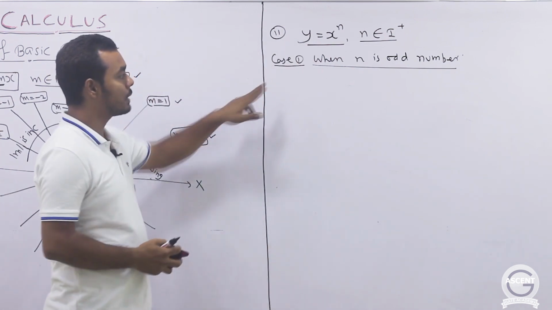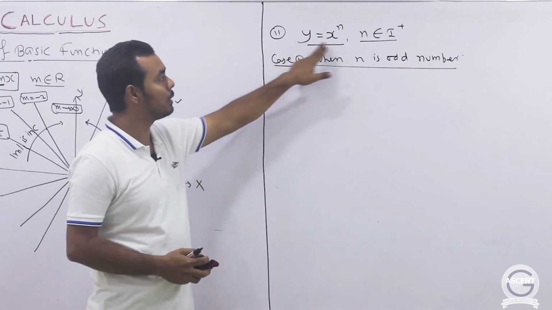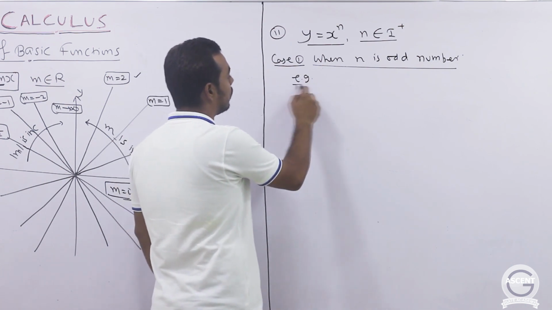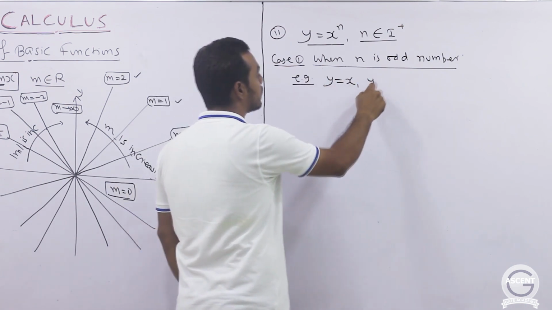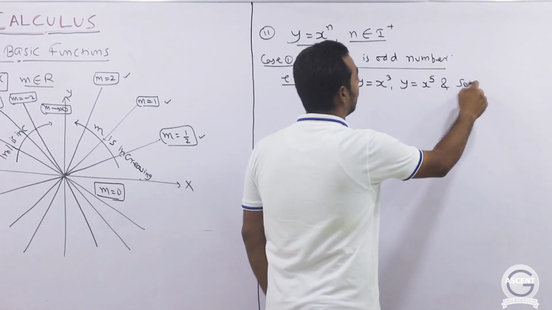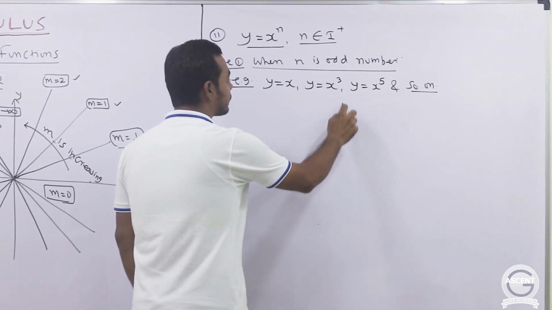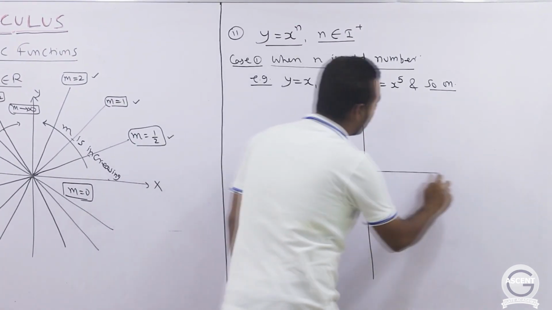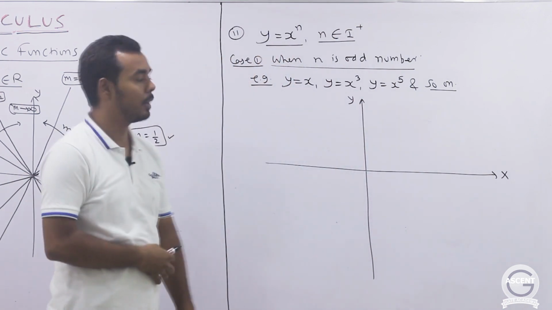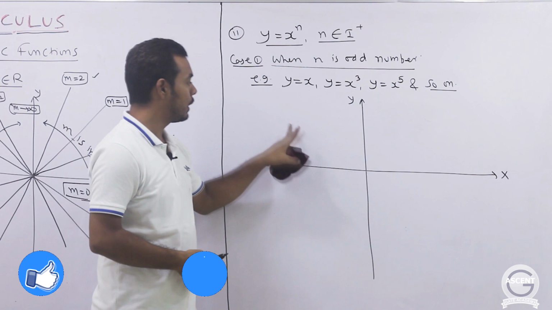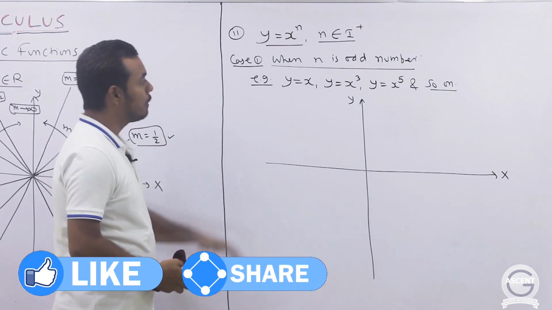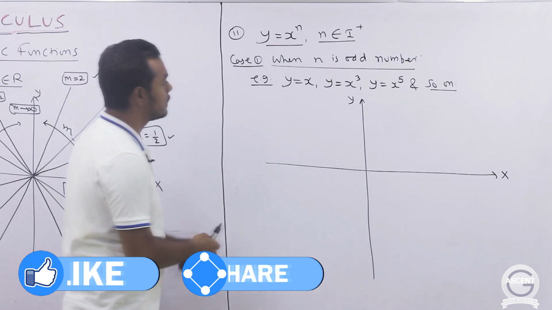Here, first, we are going to see how to draw the graph of y equals x to the power n, when n is any odd number, meaning how to draw the graph of y equals x, y equals x cube, y equals x to the power 5, and so on. I am not going to tell you how these graphs are obtained. The graphs are obtained by taking different values of x, finding their corresponding values of y, plotting those points in the coordinate plane, and then joining all those points. But here we will learn how to draw the graph of this type of function.